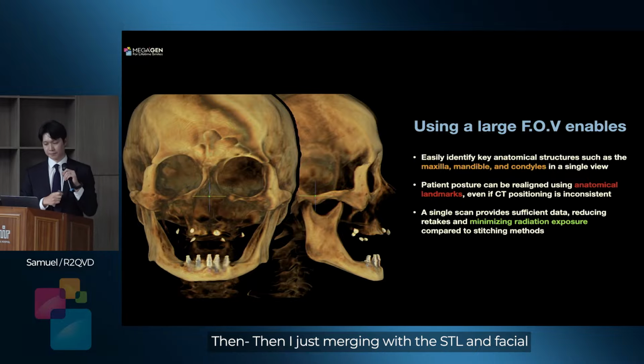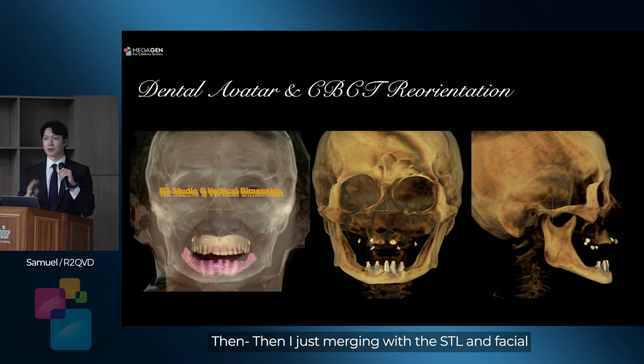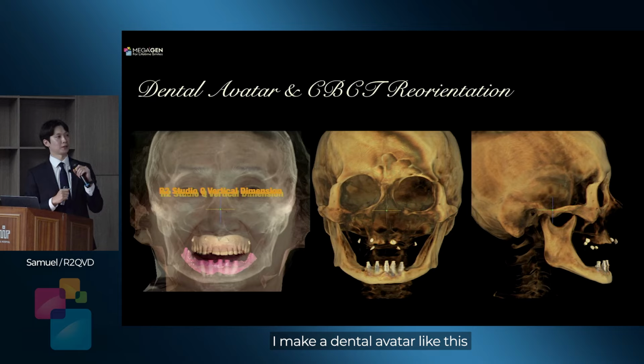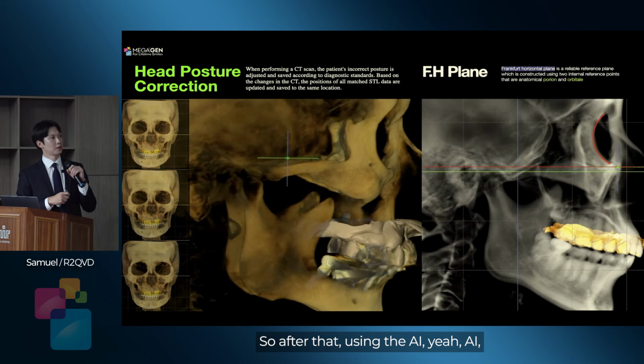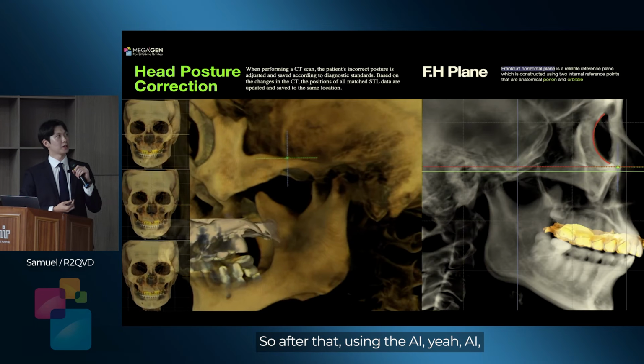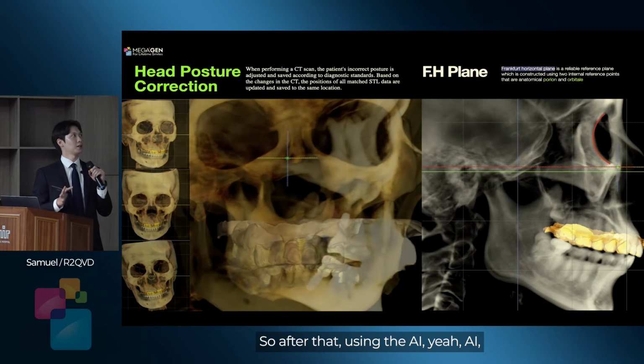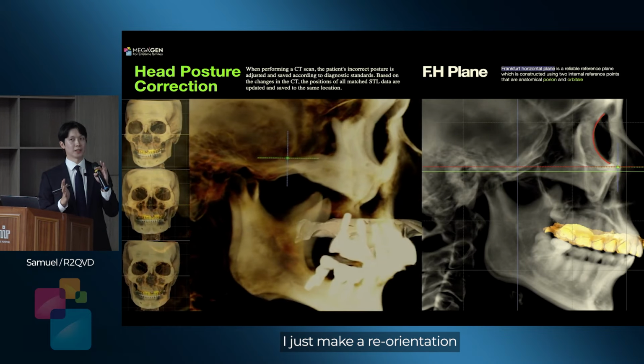Then I just merge the STL and facial scan. I make a dental avatar like this. Then here's the FH plane, right? So after that, using the AI, I just make a reorientation.